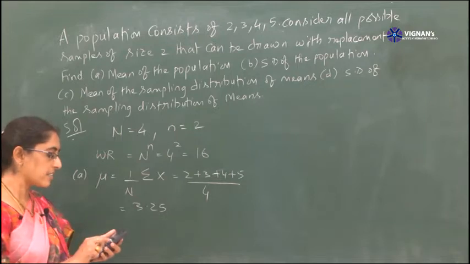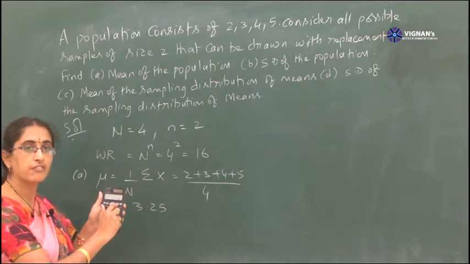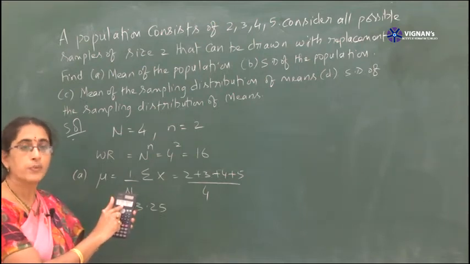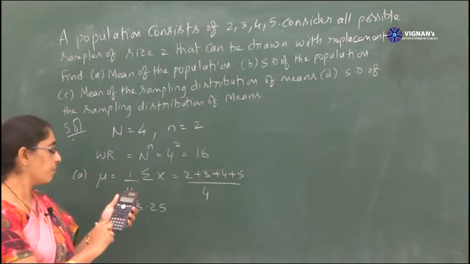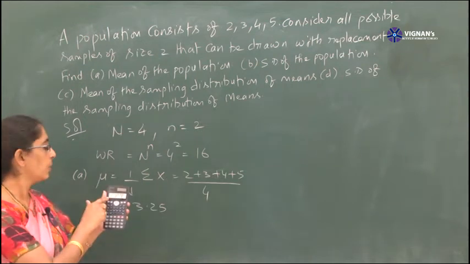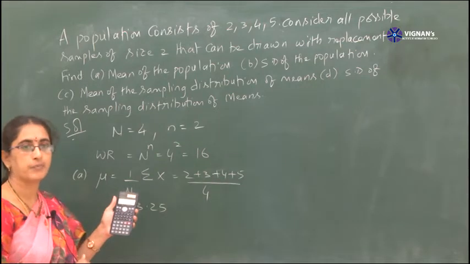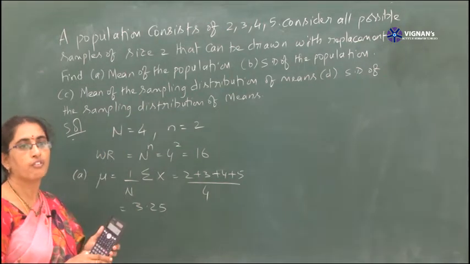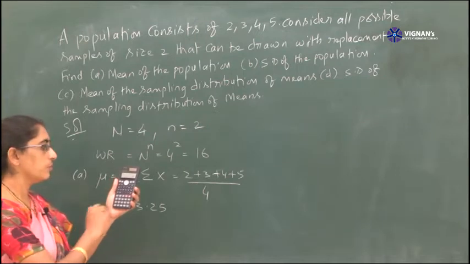For this, you have to press the mode key 2 times. Then you will get regression. The option for regression is 2. Press 2. Again it is asking linear, logarithm, exponential. Go to the first option, linear. Now the population elements are 2, 3, 4, 5. So give the value 2.